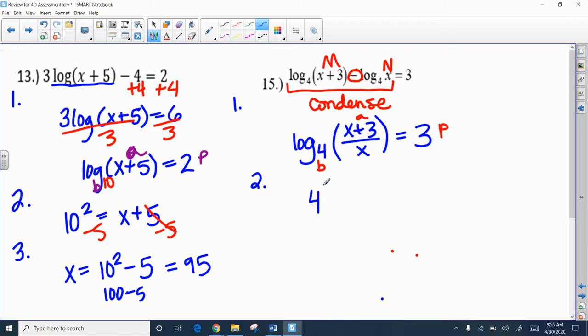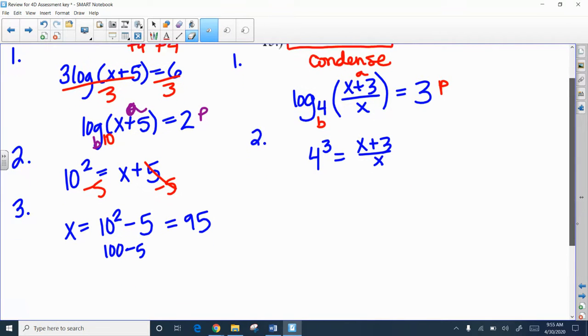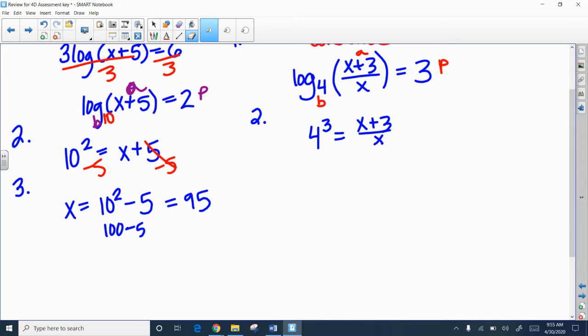I'm going to change it to 4 to the third power equals x plus 3 over x. So make sure you change it to exponential form before you start trying to actually solve. All right, now this time I am going to go ahead and evaluate this number. You can use the calculator if you don't know what it is. 4 to the third power is 64. So we have 64 equals x plus 3 over x.